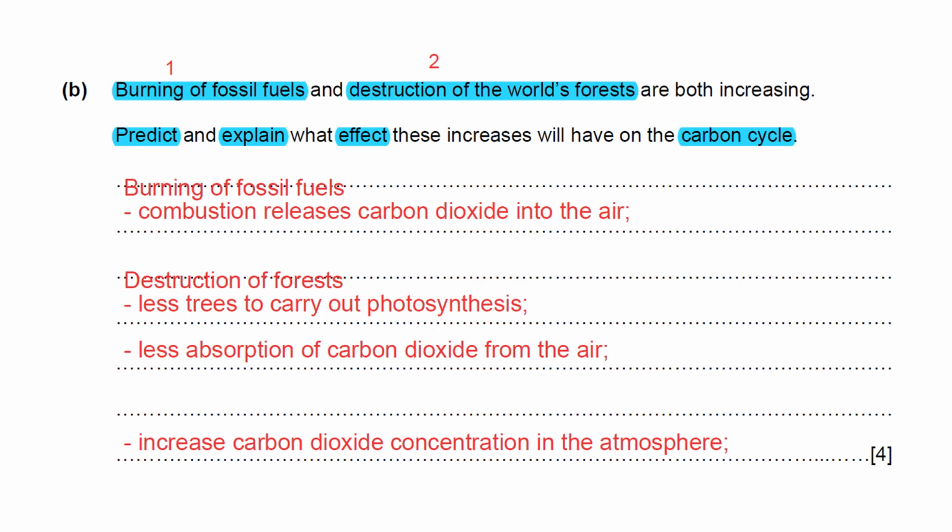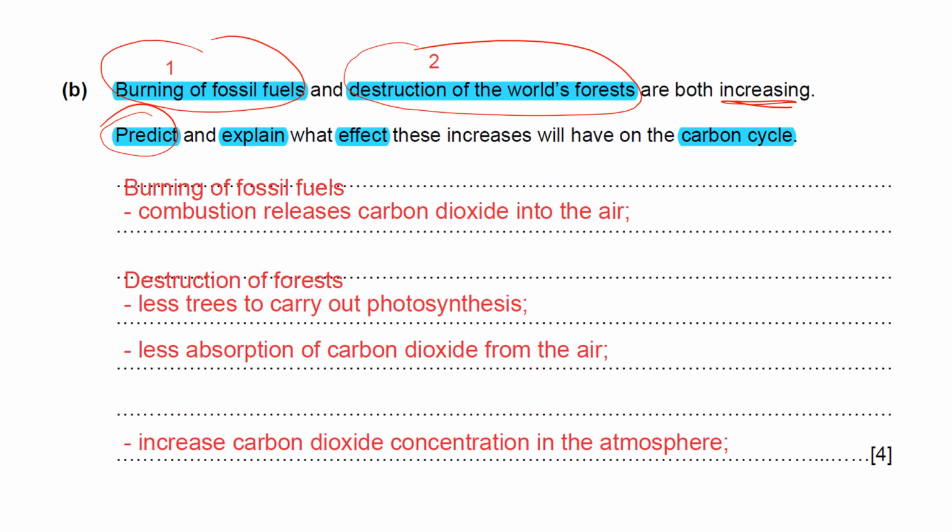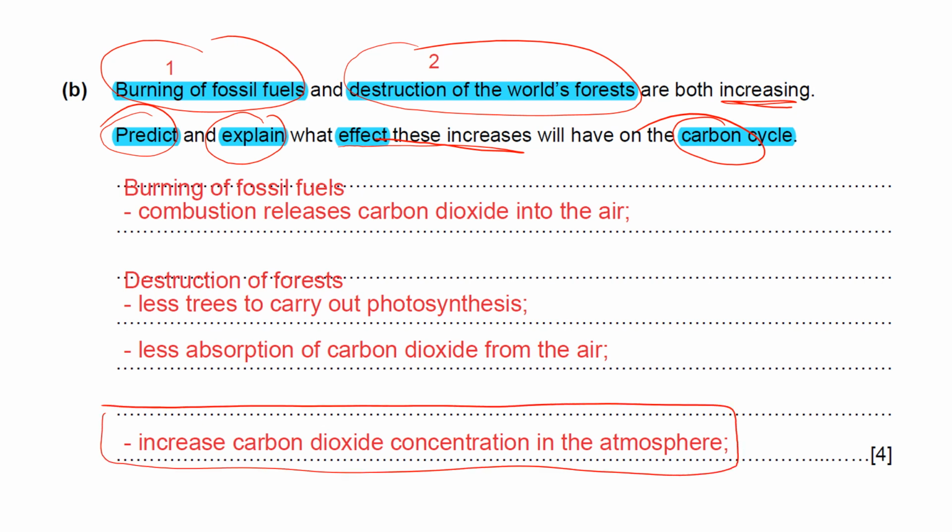Alright? Now part B. Okay? The burning of fossil fuel and the destruction of the world forest I have already highlighted for you. There are 2 things, okay, are both increasing. Predict, which is the first command word, and then explain the effects of these increases on the carbon cycle. Okay, now both of these, right, will cause an overall increase in the carbon dioxide in the atmosphere. So the predict part is this one.